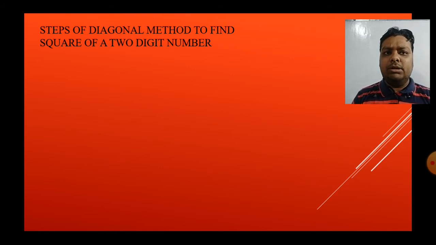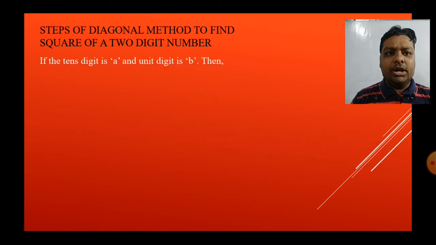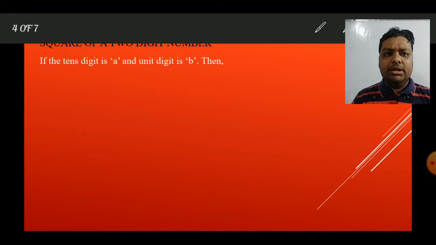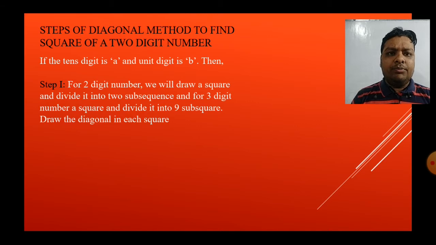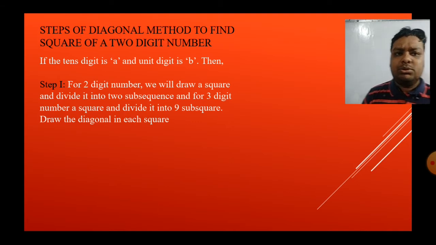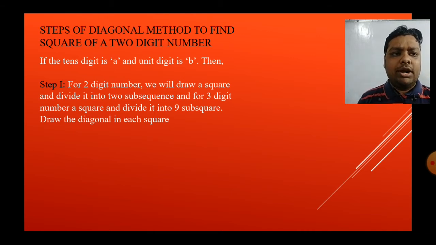Now its method is the diagonal method. Okay, so at first let's see how to find the square of a 2-digit number by the diagonal method. At first we will assume the tens digit is A and the unit digit is B. Step 1: for a 2-digit number we will draw a square and divide it into 4 sub-squares, and for a 3-digit number we draw a square and divide it into 9 sub-squares. Now draw the diagonal in each square.